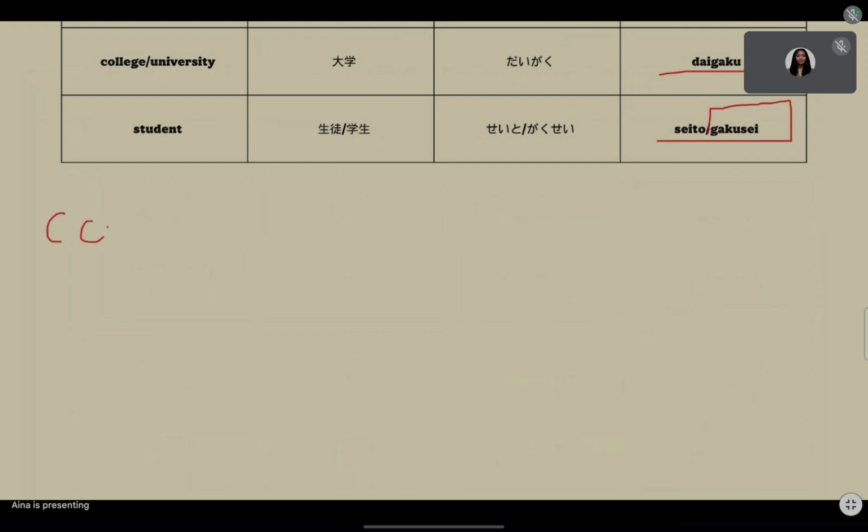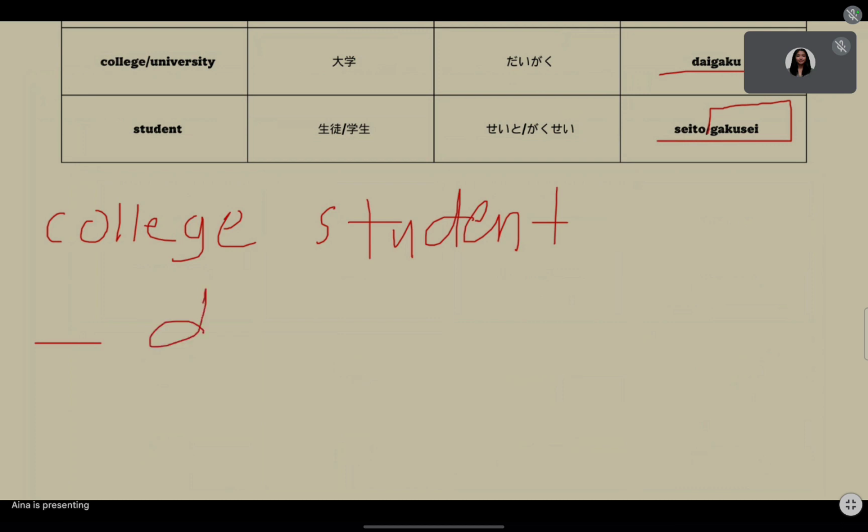So since you are all college students, how to say college student? This is daigakusei. Yan, daigakusei. So pakisulat po yan, baka lumabas sa exam. Okay, I'll give you 30 seconds.